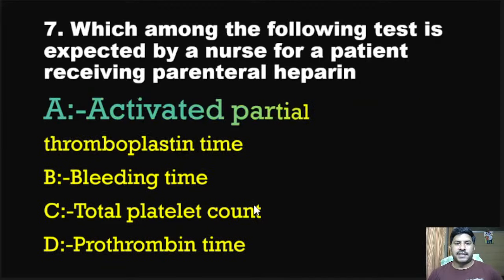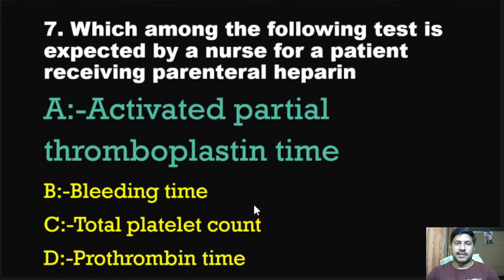Correct answer is activated partial thromboplastin time or APTT. The APTT normal level is around 27 to 30 seconds. While giving parenteral heparin, the therapeutic range is 2 to 2.5 times the normal level, that is around 60 to 80 seconds. We need to make the clotting time a little higher while giving heparin therapy.